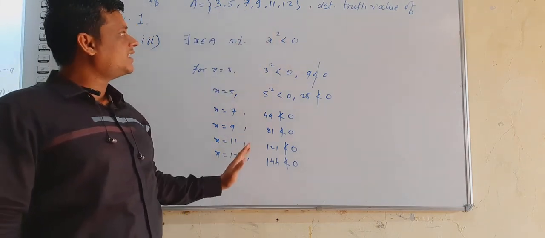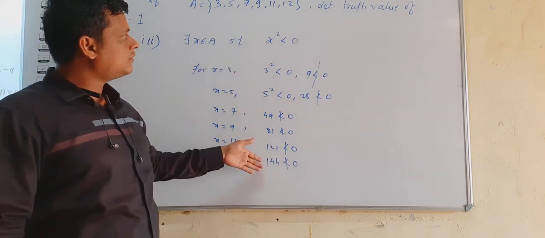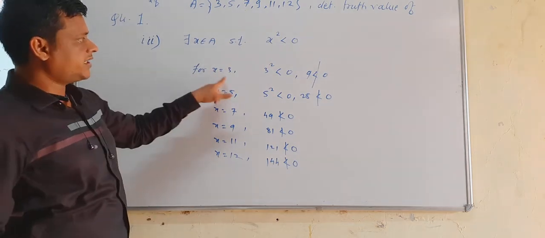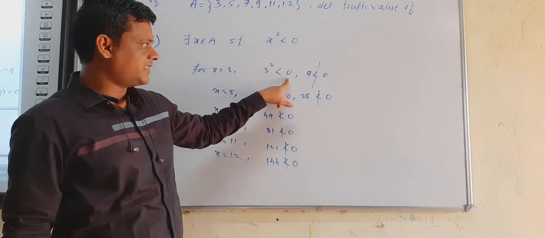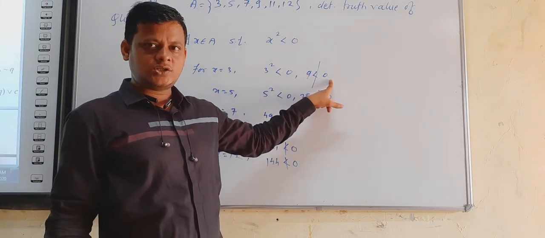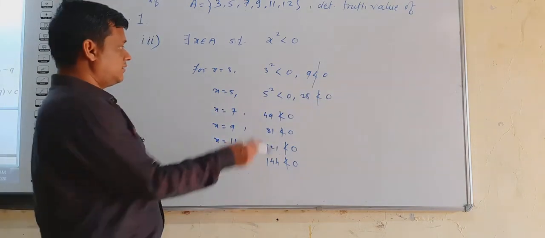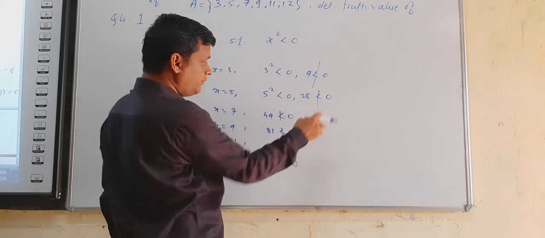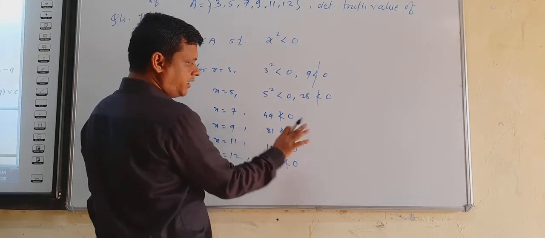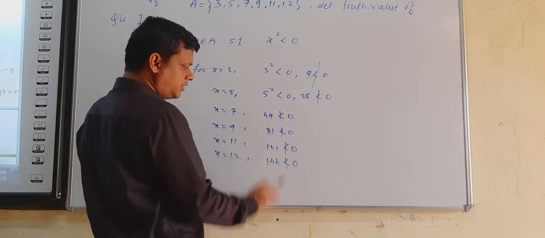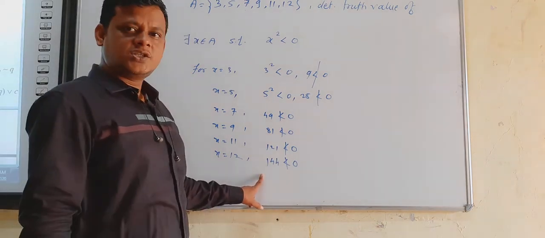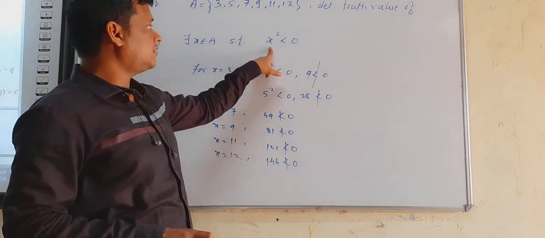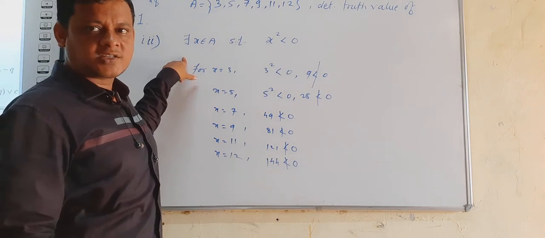So directly we can say that there is no value, but we check one by one. For x equals 3, 3 square less than 0, we know that 9 is not less than 0, that means the condition is not satisfied. For the remaining also we can check. 25 is not less than 0, 49 is not less than 0, 81 is not less than 0, 121 is not less than 0, 144 is not less than 0. That means there is no one value which satisfies this condition. That means the given statement is a false statement.